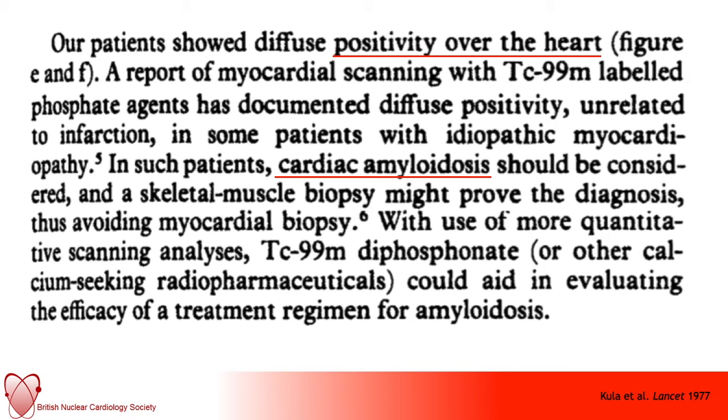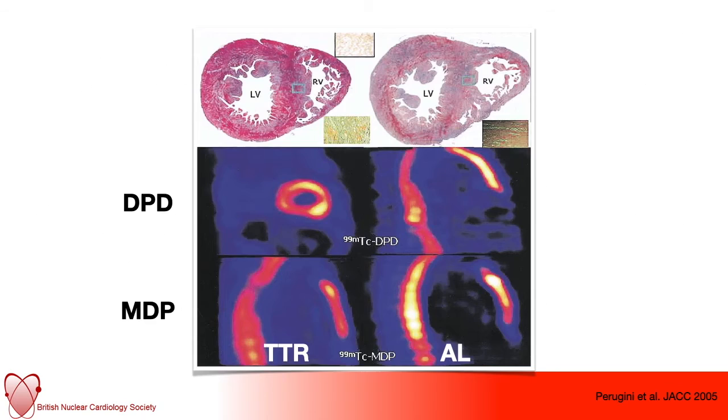So we knew about this in 1977, but unfortunately it took until colleagues in Italy in 2005, Perugini and colleagues, looked at only small numbers, 5 patients with ATTR and 10 patients with AL, echo as the reference standard in these patients, and looked at bone scintigraphy, or particularly DPD scintigraphy in these patients, and found that all of the patients with TTR had some degree of cardiac uptake on DPD, and in fact none of the patients with AL had any degree of cardiac uptake, and hopefully you can see that there.